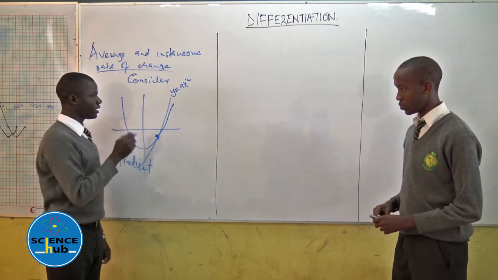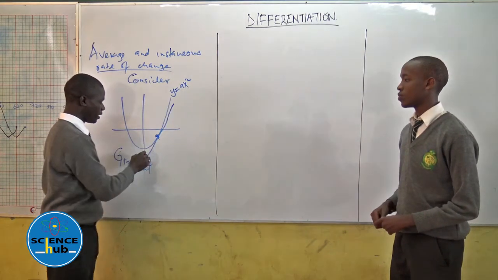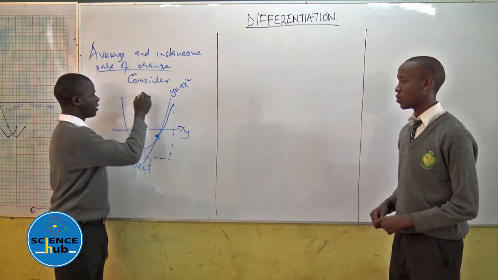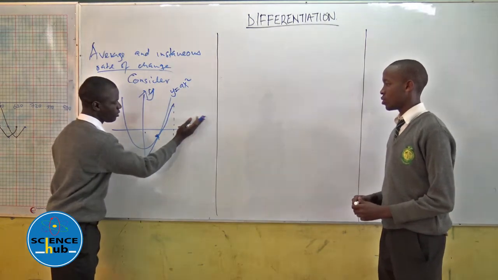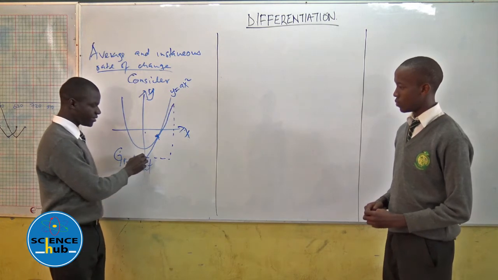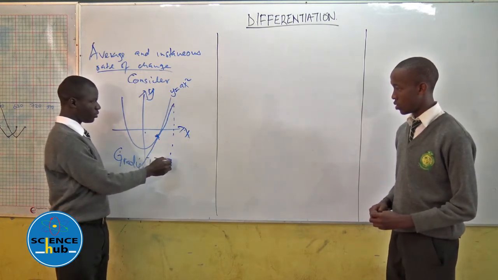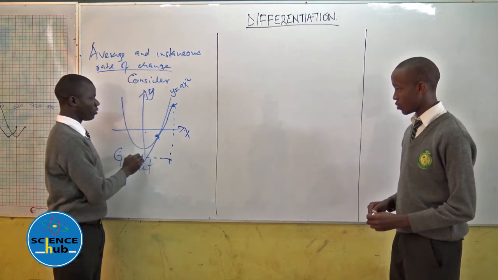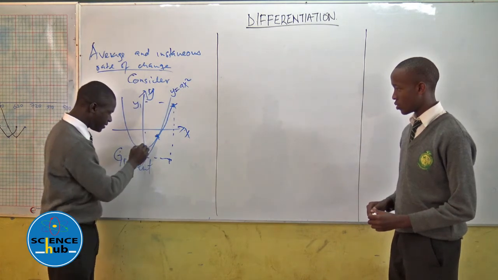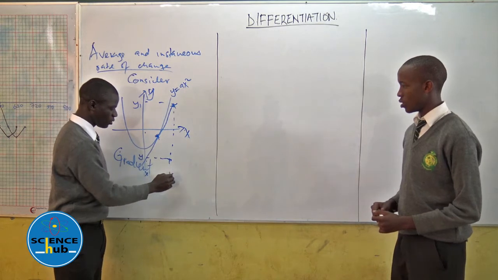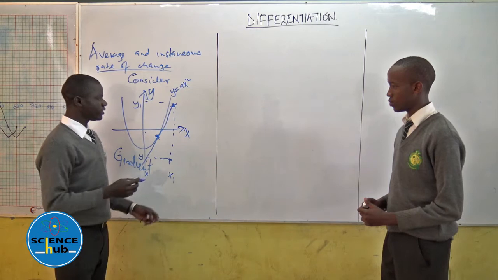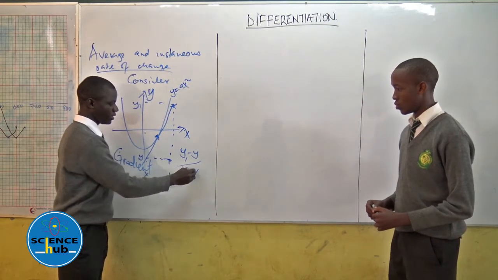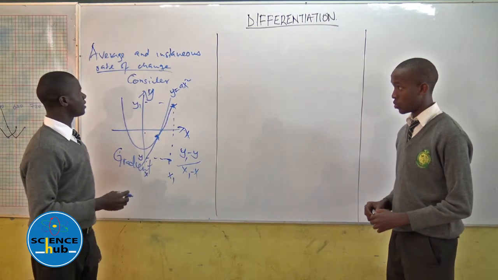This point now, you can find its gradient by placing any two points. For example, this one will be our y axis, then this one will be our x axis. So you will find this change from here to here, and from this point to this point. If this one is y, then this one will be our y one. Same also to this one. This one will be our x, and also this one will be our x one. Finding that gradient now will be change in y over change in x, which will be y one minus y over x one minus x. So that one will give us the average and instantaneous rate of change.